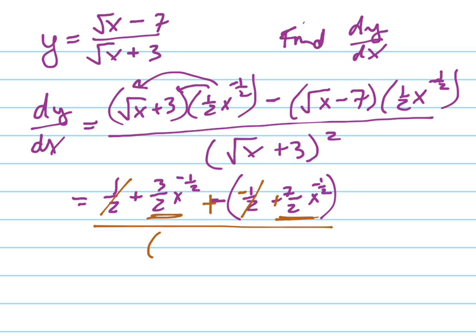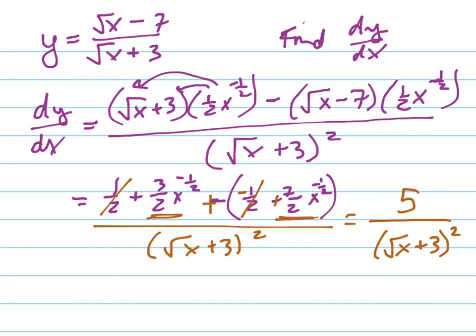Oh, let's not forget the bottom here. That's still down there. Sometimes teachers won't ask you to simplify that, so that's just this root x plus 3 quantity squared, and on the top we're going to have 5 x to the negative 1/2.